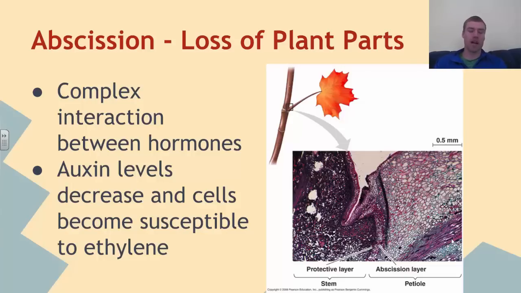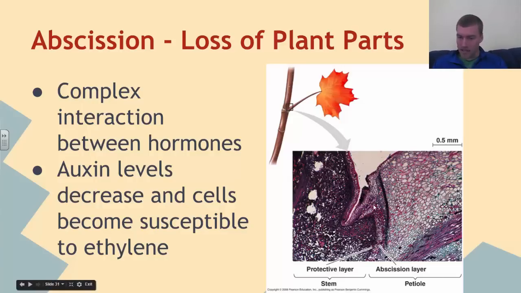All right, and then finally we've got abscission, which is the loss of plant parts, and this is pretty much programmed. This is leaves falling off in the autumn, and it is a complex interaction between all the different hormones. But basically, what happens is that auxin levels decrease, and the cells become susceptible to ethylene. And when they become susceptible to ethylene, they tend to not function as well because, as we talked about earlier, ethylene tends to slow growth.